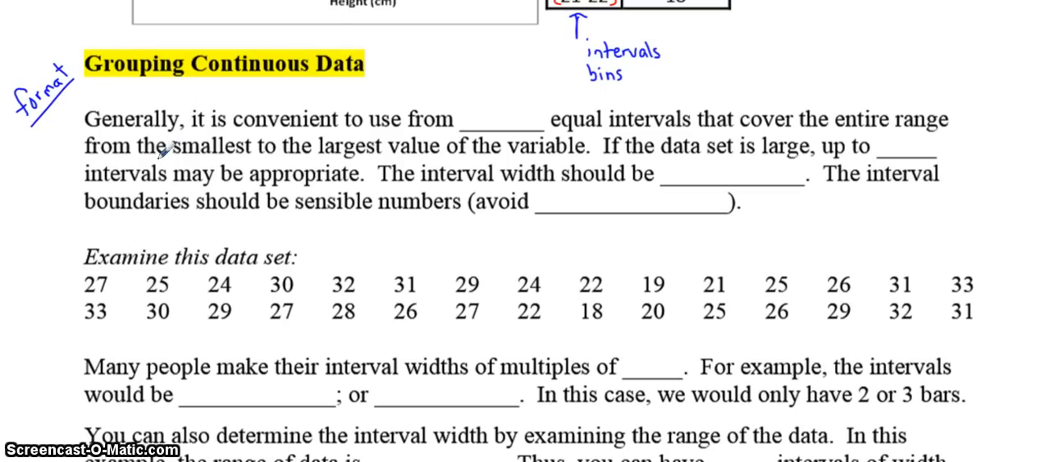to understand the data. Generally, it is convenient to use from 5 to 10 equal intervals that cover the entire range from the smallest to the largest value of the variable. If the data set is large, up to 20 intervals might be appropriate. The interval width should be uniform, which means the same. And for formatting, the interval boundaries should be sensible numbers, so avoid decimals.